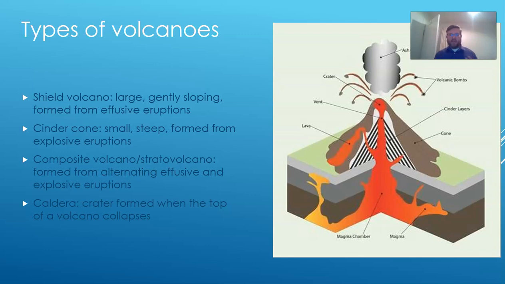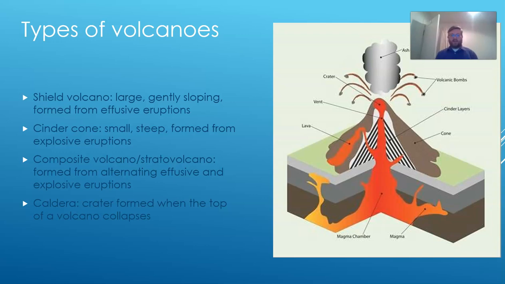Then in between those two, you get what's called a composite volcano or a stratovolcano. So strato is from the Latin for layers. And if you were to cut into one of these volcanoes, you'd see layers of different sorts of material. And that's actually what's illustrated in the picture there. So that picture is of a composite volcano. You'll see it has those different layers inside of it. So this is a volcano that alternates the different kinds of eruptions.